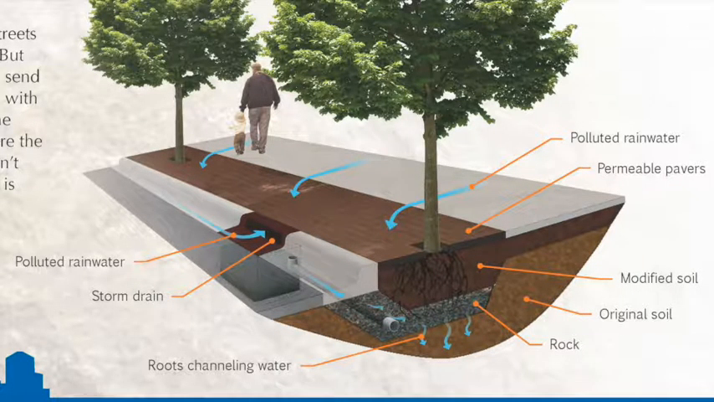Now, let's dive deeper into how these tree trenches work. As you can see from this diagram, polluted rainwater runs off the sidewalks as well as the streets and into either the permeable pavers or the storm drain. As polluted water from the sidewalks hits the pavers, it travels down through the cracks and through the pores into the modified soil, which was developed by Cornell University. This soil is designed to withstand a lot of pressure from above while still remaining porous.